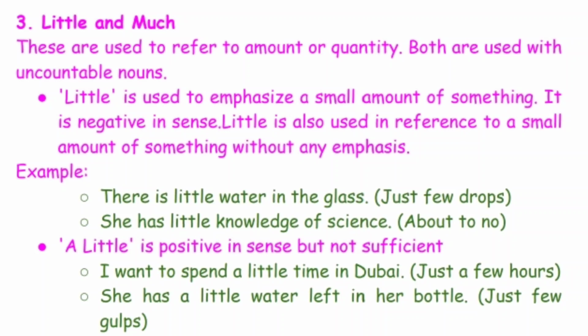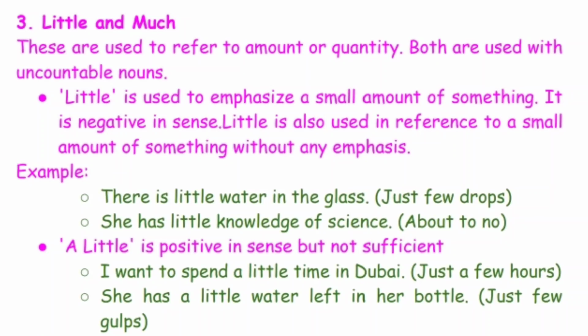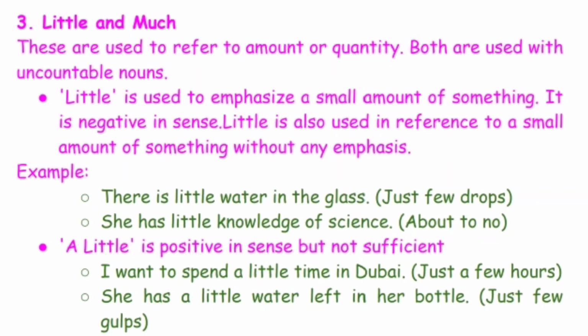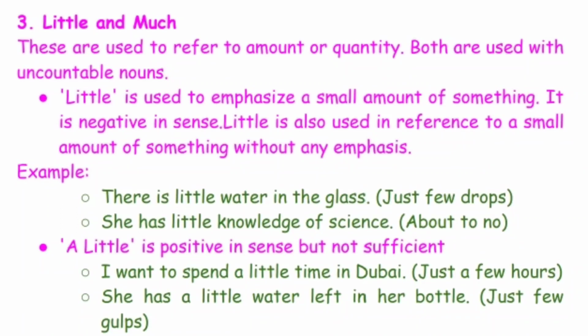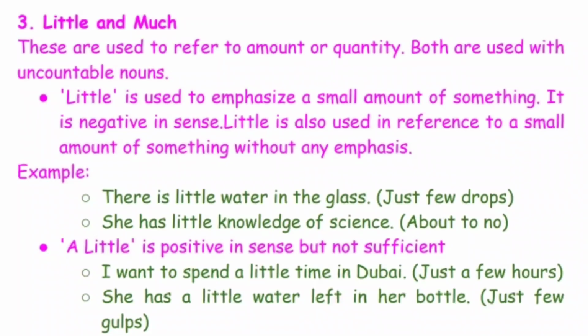Friends, as we all know, little and much are adjectives that are used with uncountables. Okay, if the amount is very small, then in that condition we use little, and if the amount is very much, in that case we use much. So these are used to refer to amount or quantity. Both are used with uncountable nouns. Okay, as I was telling you, the very first thing over here, little. Little is used to emphasize a small amount of something.